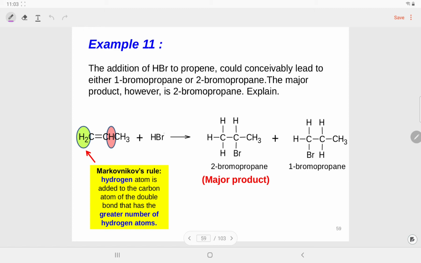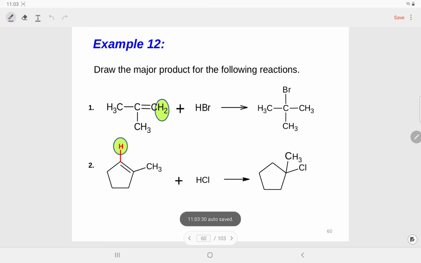So according to here we have the H plus ion and Br minus ion. Where does H go? H must go to carbon number 1. Br goes to carbon number 2. So when it follows Markovnikov's rule, we can classify this product as the major product because it uses Markovnikov's rule. Okay, so similar for this example.